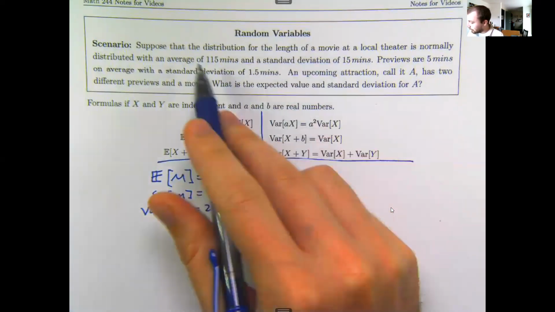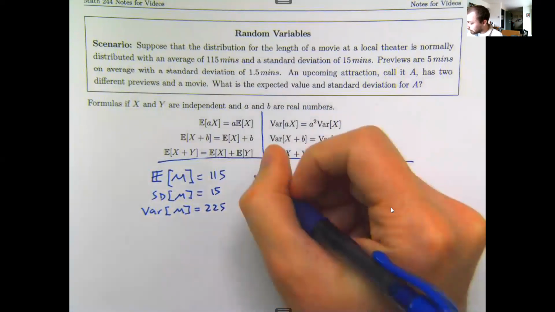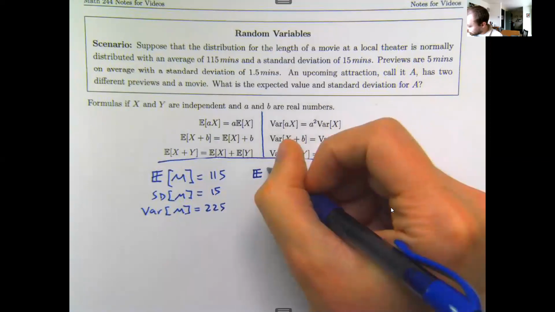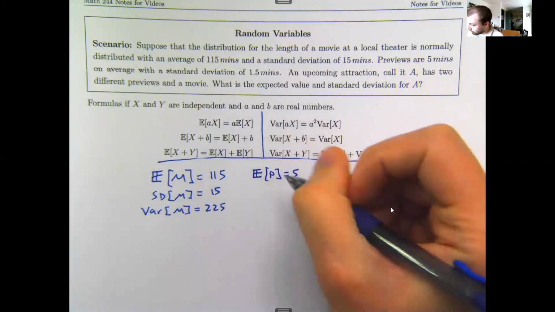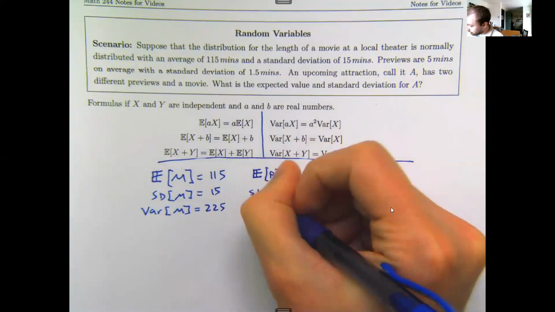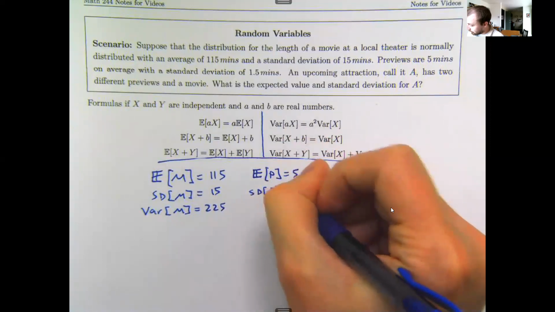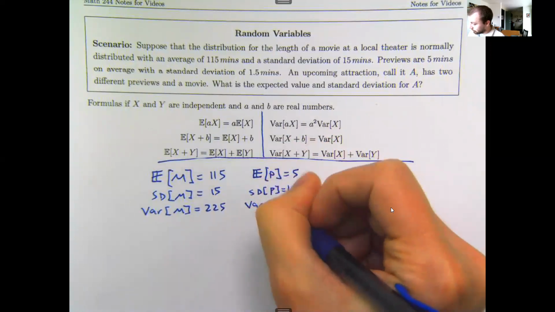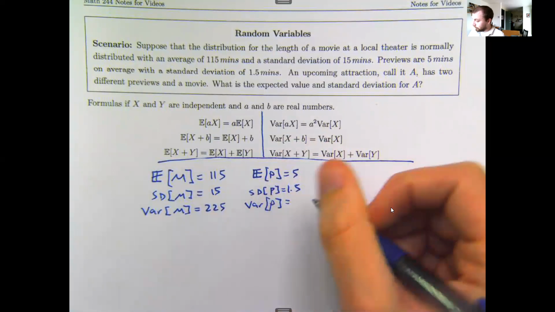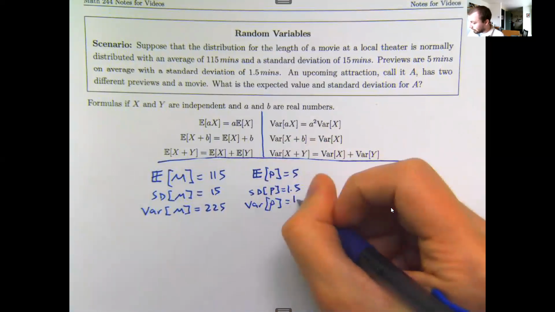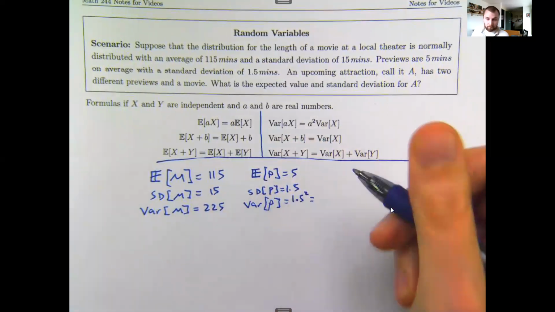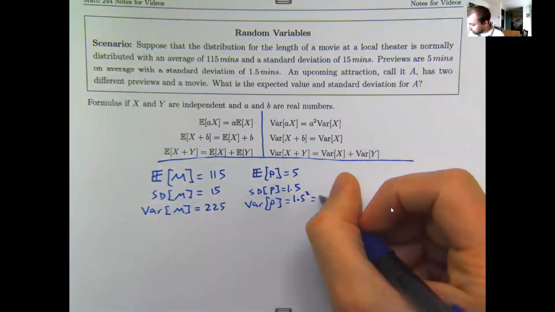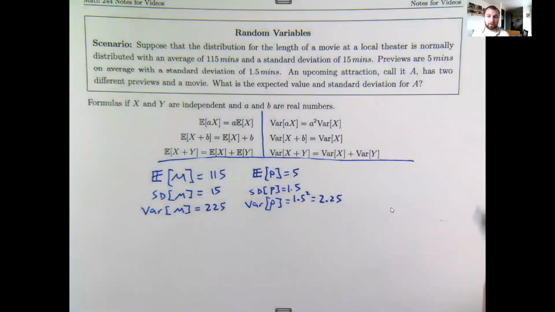Okay? And previews are, and let's use the letter P for preview, 5 minutes on average with a standard deviation of 1.5 minutes. So let's find the variance for these previews. And to find the variance, all you do is you take the standard deviation and you square it. And this gives me 2.25 as that variance. Okay.